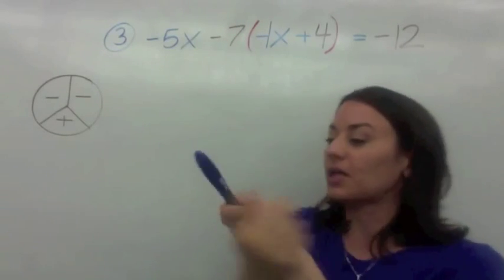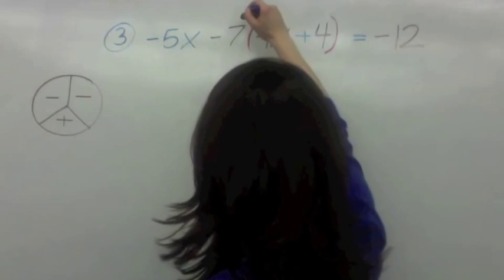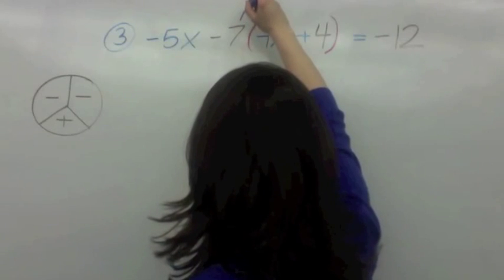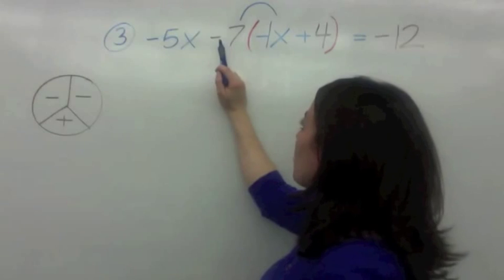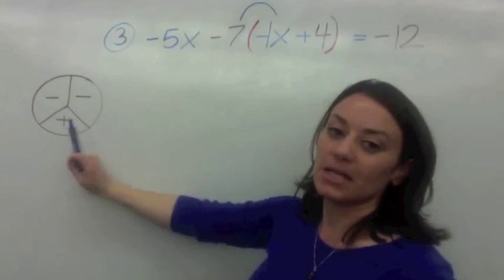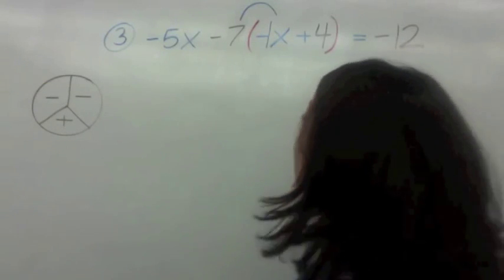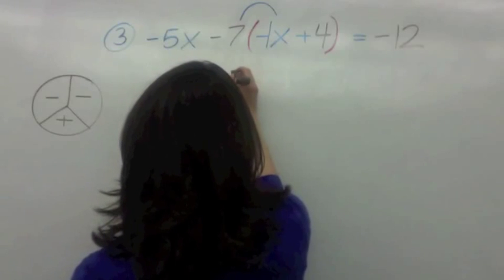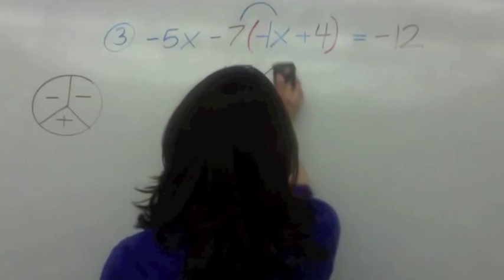Distribute, multiply. So let's do this first because order of operations says do parentheses first. Negative 7 times a negative 1, x. Okay, let's look at the coefficients. Negative 7 and negative 1. Negative times negative is positive. It is. So you have a positive 7x, okay? Positive 7x. Oops, I'm going to write that in blue.